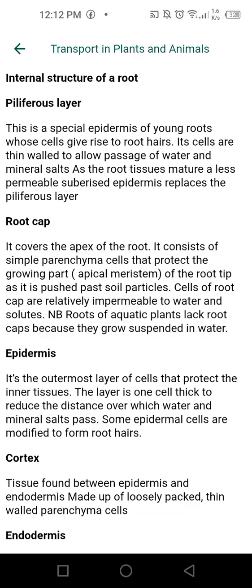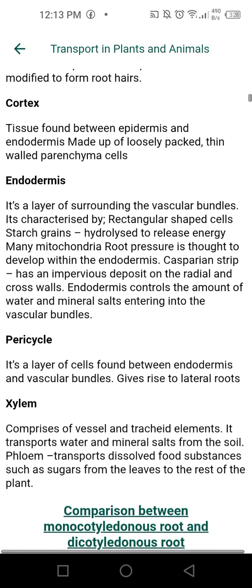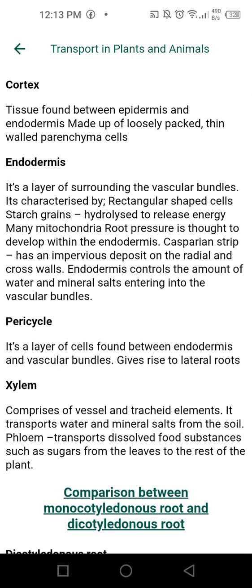Epidermis. It's the outermost layer of cells that protect the inner tissues. The layer is one cell thick to reduce the distance over which water and mineral salts pass. Some epidermal cells are modified to form root hairs. Cortex. Tissue found between epidermis and endodermis, made up of loosely packed, thin-walled parenchyma cells. Endodermis. It's a layer surrounding the vascular bundles.